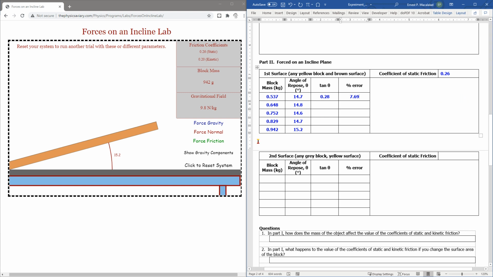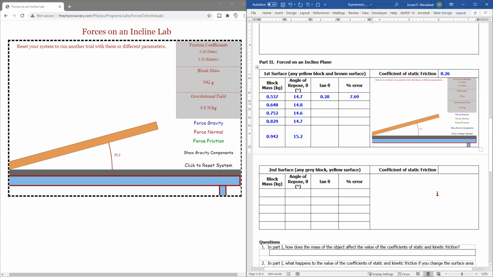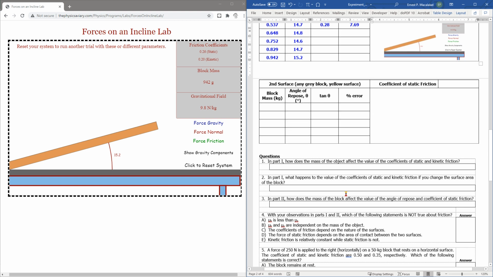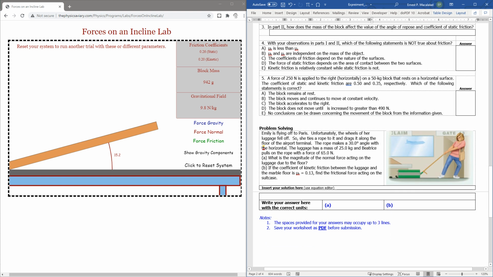Lastly, we're going to print screen our last trial. Let's print screen this whole part, copy, then paste it here, and adjust. That is our experiment today, the second part of our experiment. Again, you're going to change the blocks or the surfaces involved for the second surface, and then you're going to answer questions here and your problem solving.